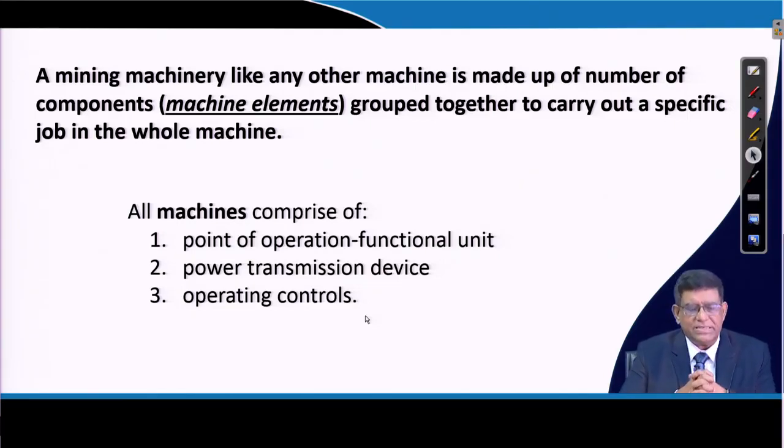So in any machine, whether it is a washing machine, a truck, or mining machinery, it will comprise a point of operation, where the main functional elements interact with your purpose, and then there will be a power transmission and operating controls.